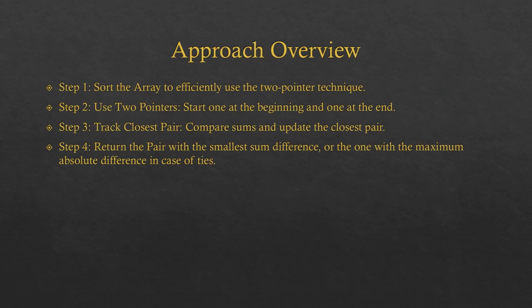To solve this problem, we will follow a structured approach. First, we sort the array, then we will apply the two-pointer technique, tracking the closest sum as we go. Our goal is to return the pair with the smallest sum difference or the one with the largest absolute difference if there's a tie.